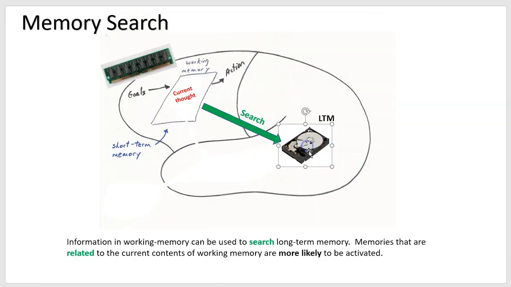Let's use our little icon, our hard drive, for the long-term memory system. So whatever you're currently thinking about can be used to search your long-term memory system. And scientists think that in this search process, memories that are related to what you're currently thinking about are more likely to be activated, just due to the wiring, how your memory was organized in the first place. When we learn new things, we tend to link it to other things that are related to what we just learned. So your memory system is one where when you search it, you're going to tend to activate related ideas, related memories, related information.